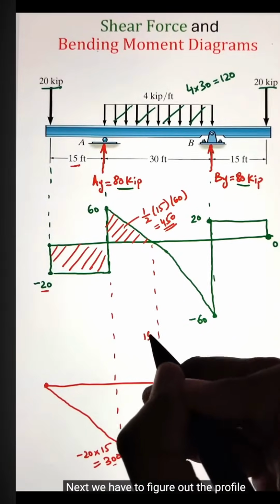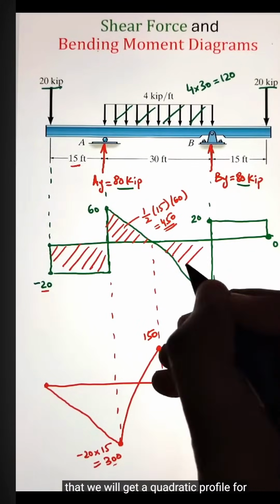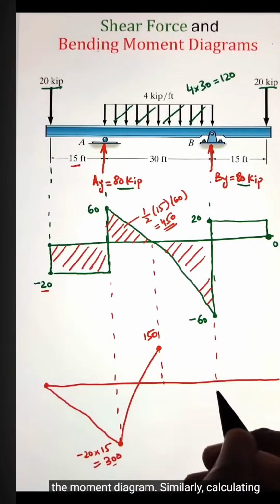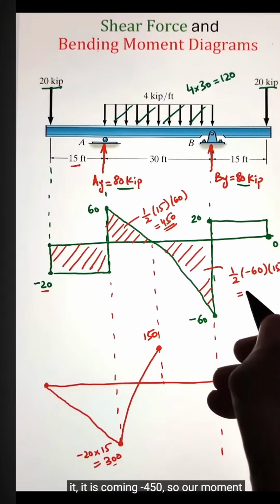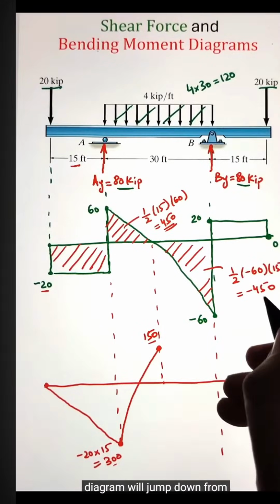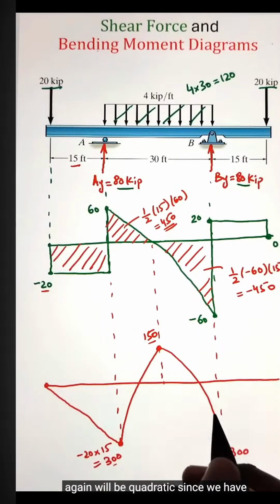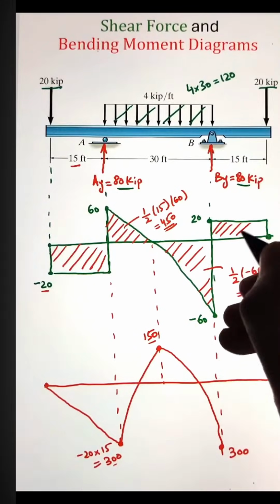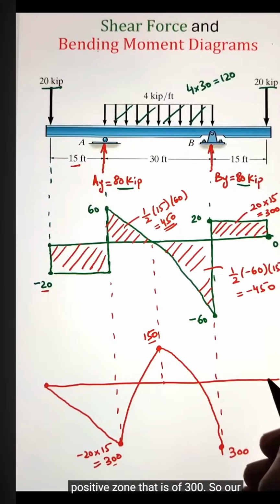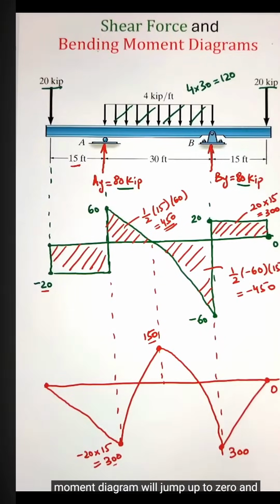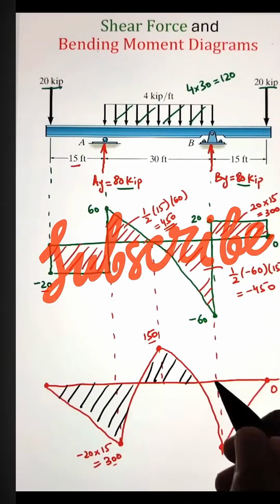Next, we have to figure out the profile. Since we have a linear profile in the shear force diagram, integrating that, we will get a quadratic profile for the moment diagram. Similarly, calculating the area of the triangular zone next to it, it comes to negative 450. So our moment diagram will jump down from 150 to negative 300. The profile again will be quadratic since we have a linear profile on the shear force diagram. Finally, we have a rectangular area in the positive zone of 300. So our moment diagram will jump up to 0 and the profile will be linear, as the slope of the shear force diagram is equal to 0.